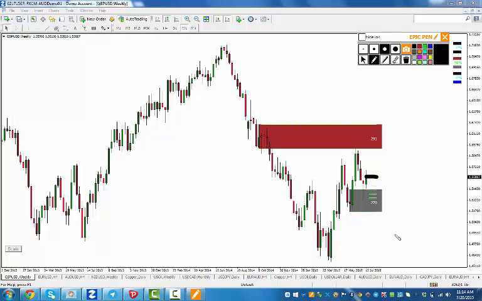So the level that I'm going to long is, of course, I'm not going to buy at this level, because again, if I buy at this level, where am I going to put my stop loss, right? I cannot just anyhow buy at any level.